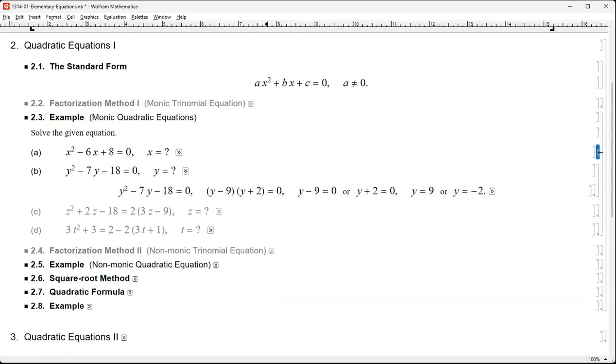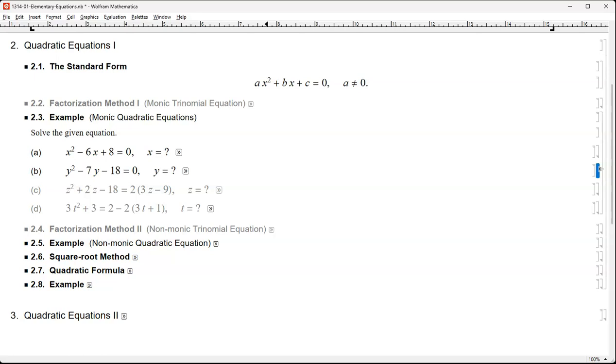Let's see, do we have enough time for some more complicated problem like this? Let's try. How about a problem like this?